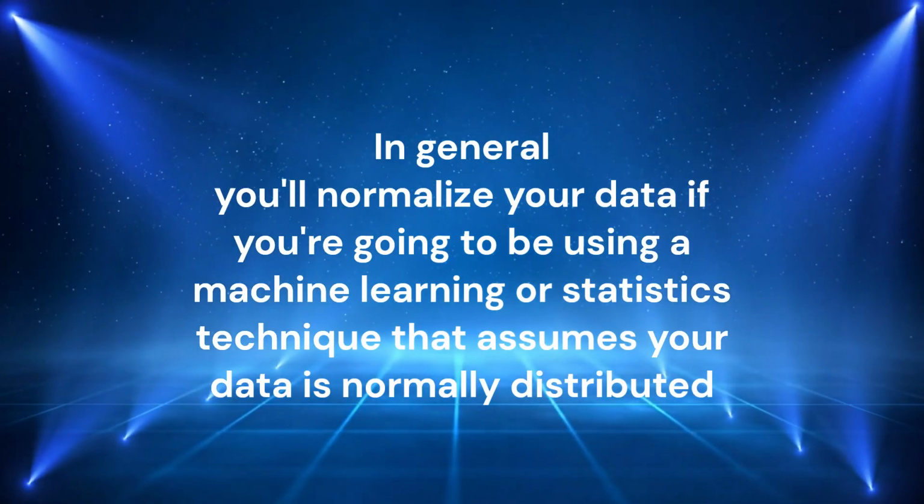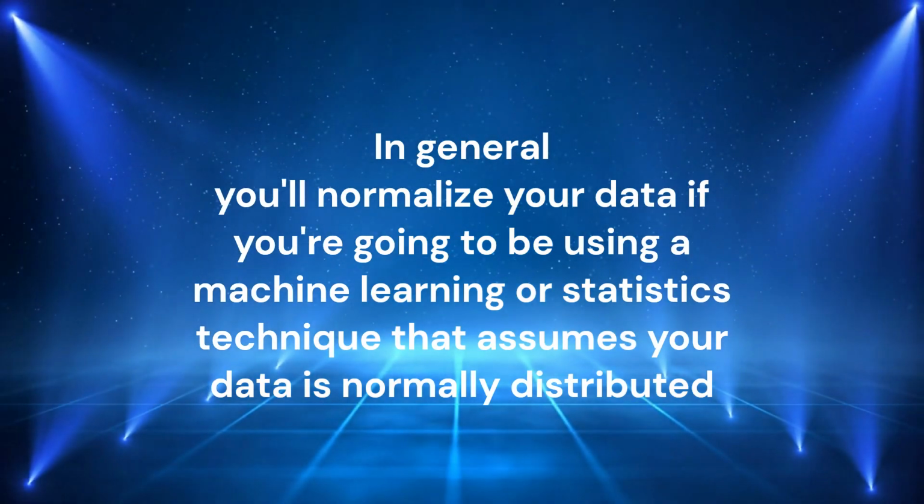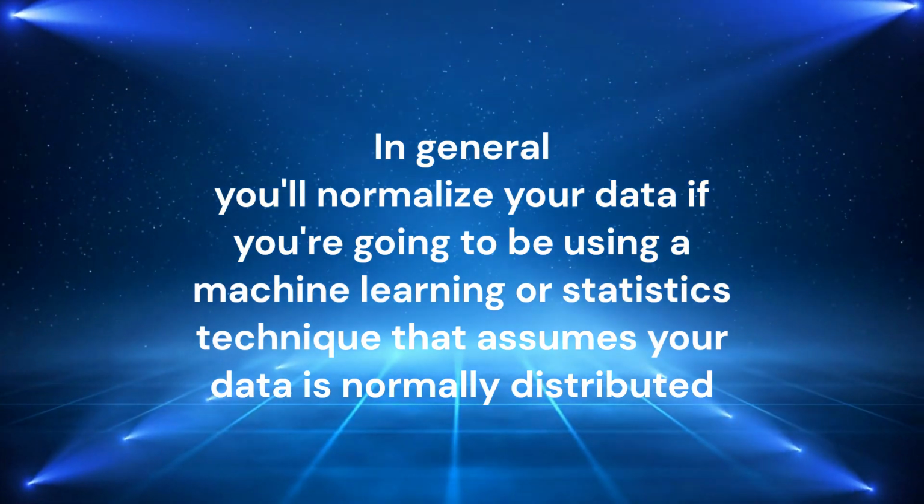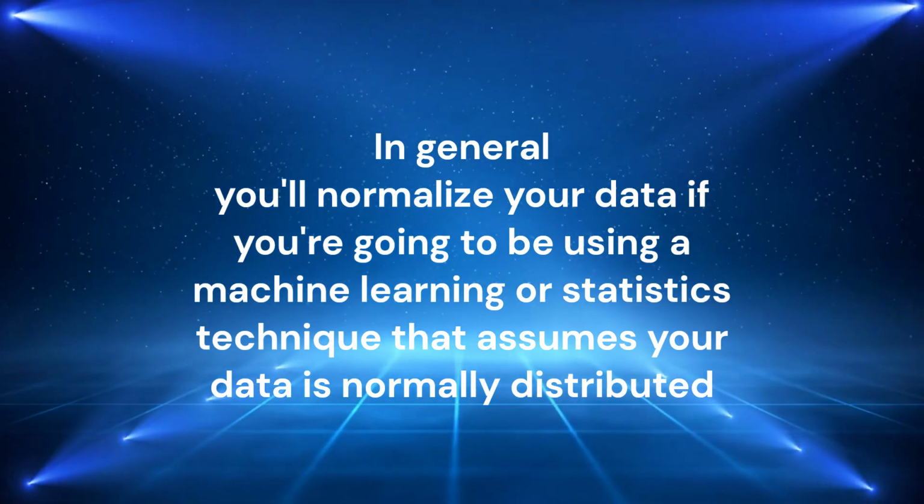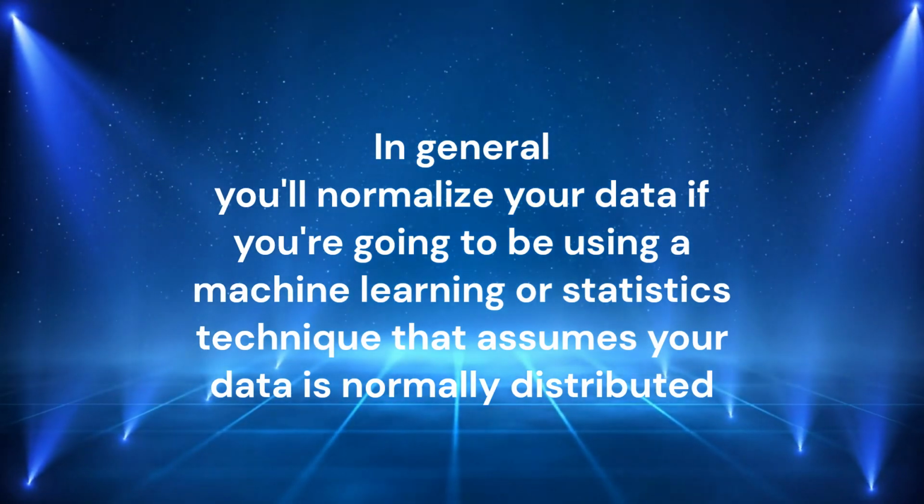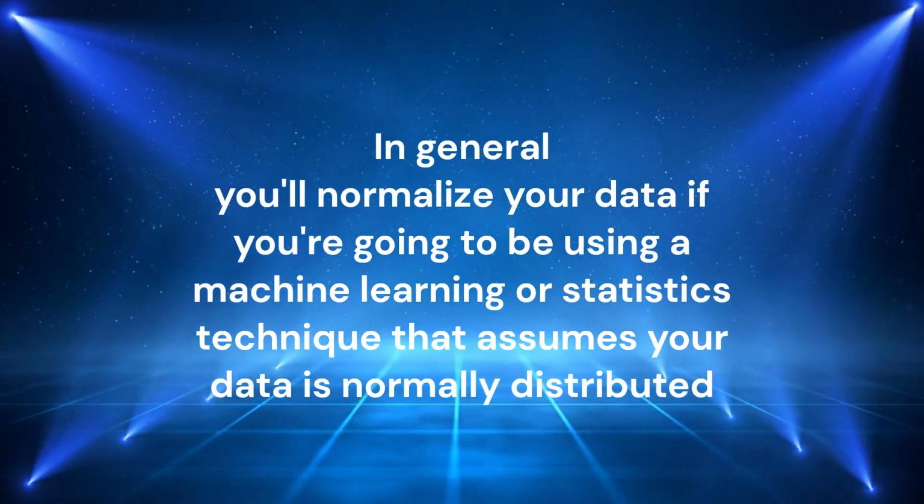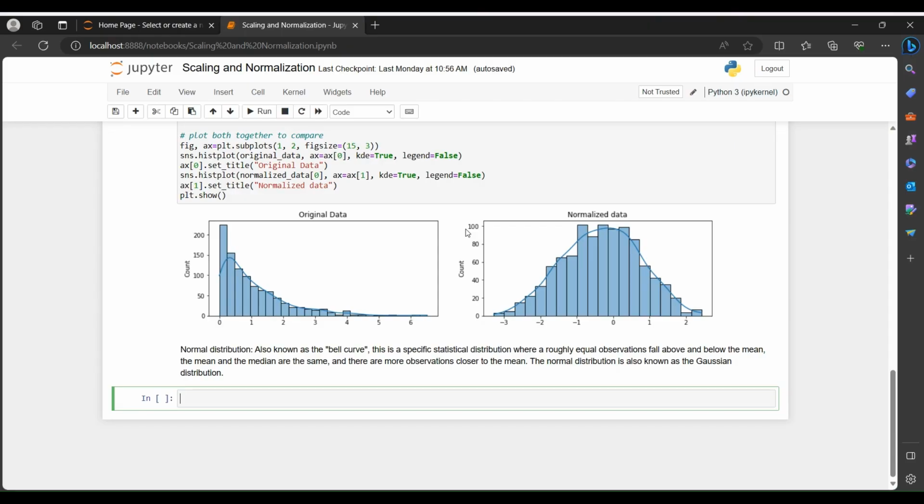In general, you will normalize your data if you're going to be using machine learning or statistics techniques that assume your data is normally distributed. Also, notice that the shape of our data has changed. Before normalizing, it was almost L-shaped, but after normalizing, it looks more like the outline of a bell curve here.